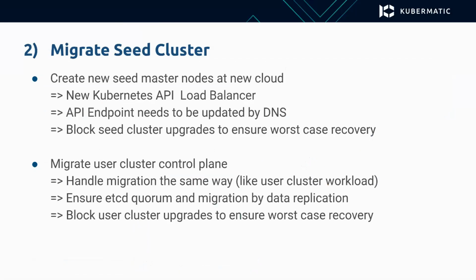For that, we need two steps. We need to create master nodes at the new cloud provider, getting a new Kubernetes API load balancer for that, and update the DNS endpoint. For reverse-case recovery, it is recommended to also block the seed cluster upgrades so that we don't create any changes during the migration. The next step is then to migrate the user control planes. As we run that containerized, we can also ensure etcd replication so that we get the data from one cloud to another.